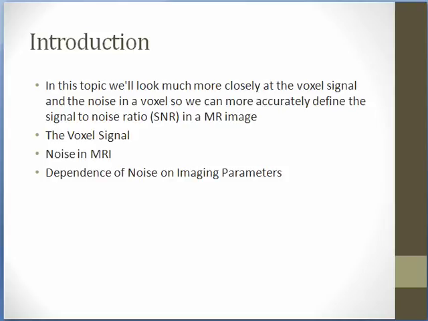So first, what are we going to do for this topic? We're going to look more closely at the voxel signal itself and the noise in the voxel. We're going to talk about how to measure the signal to noise ratio in a MR image, and we'll talk more about where the noise comes from, the distribution of the noise in a magnitude reconstructed image, and then from there, later on we'll get into contrast. But for this topic, we'll stick to just signal and noise.